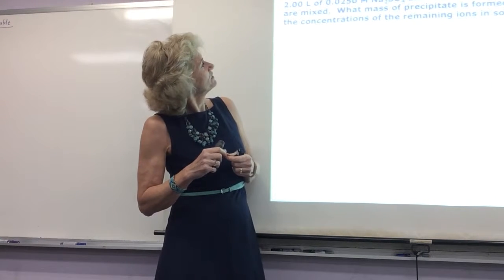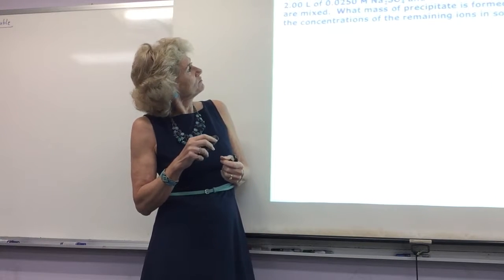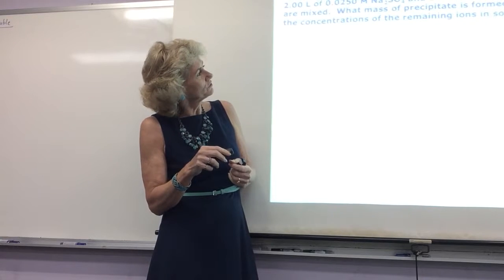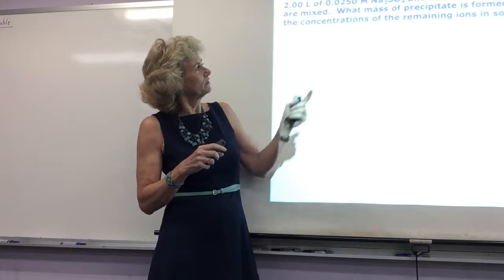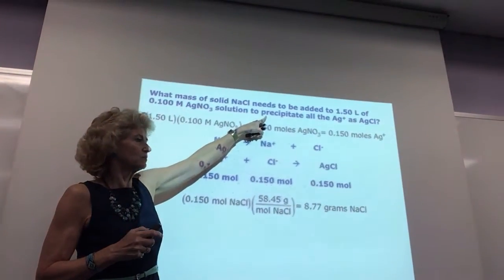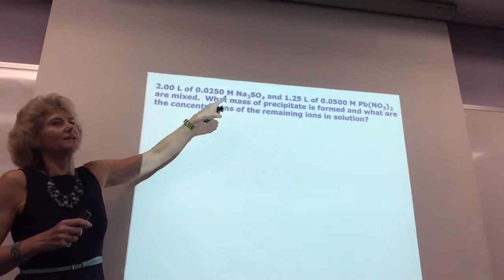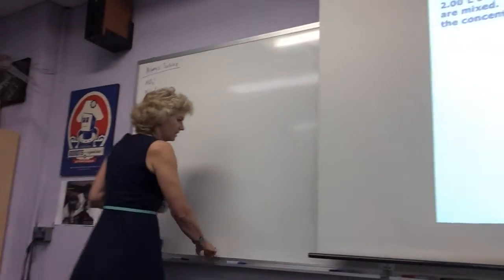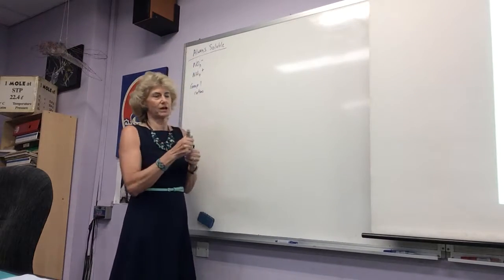This is also more typical. This one's a little bit more difficult because, look, you've got 2:1 and 2:1 here. And also, this one just said what mass of the silver chloride gets precipitated. This one says how much is remaining in solution of all the other ions. So this is like the hardest type of problem we would have for this chapter.